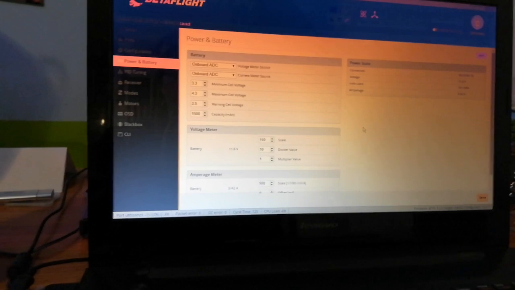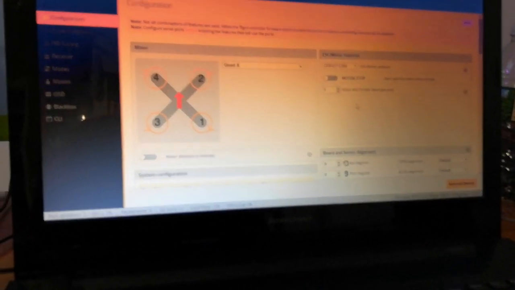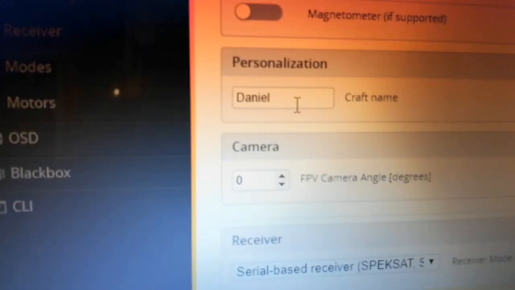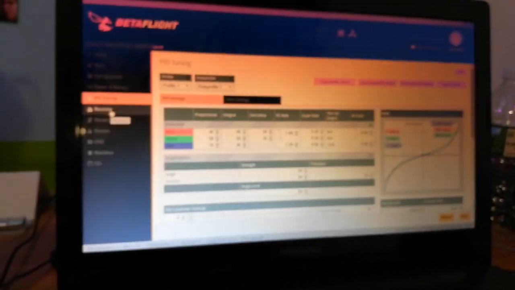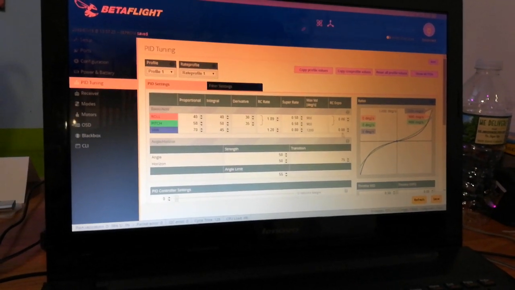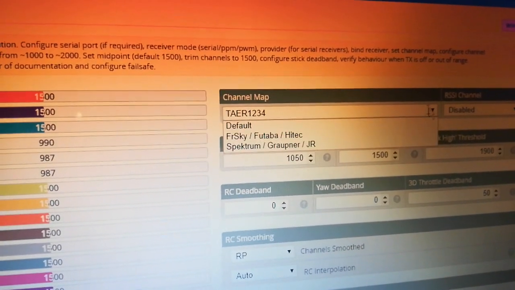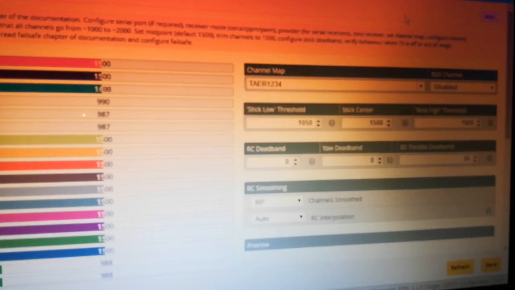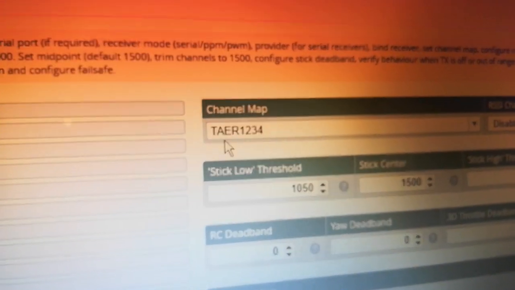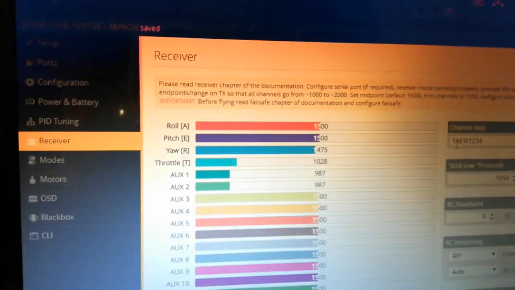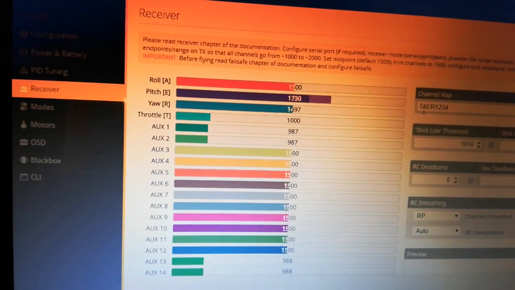Then for power and battery, I didn't do anything. But oh, also under configuration, I changed the name of my craft to my name, and didn't do anything in PID tuning, but I should put some expo in. I just don't know exactly how those values work, and now it's beeping at me. I don't know why. Then in receiver, I had to change it to the Spektrum, actually, even though I have a FrSky, because that put the channel map to TAER, of course. So that made it so I have my actual throttle as my throttle, and then of course roll and pitch and yaw. So set that up.